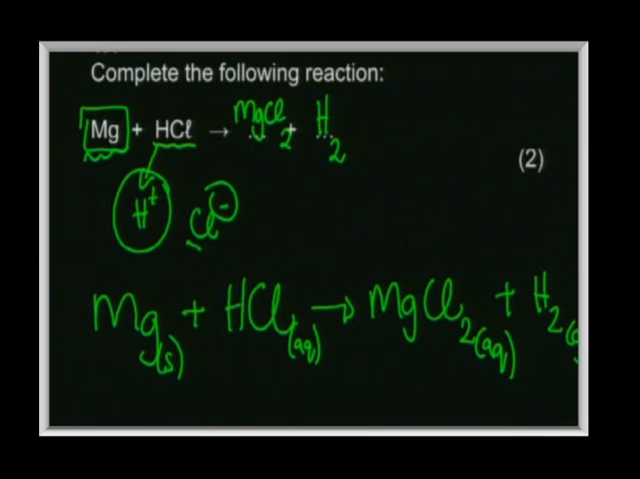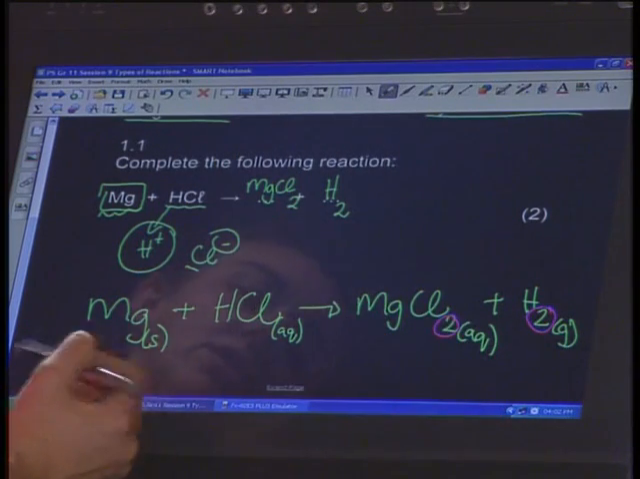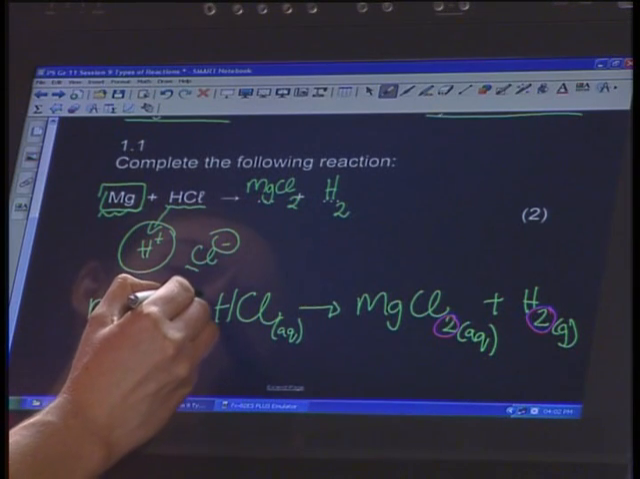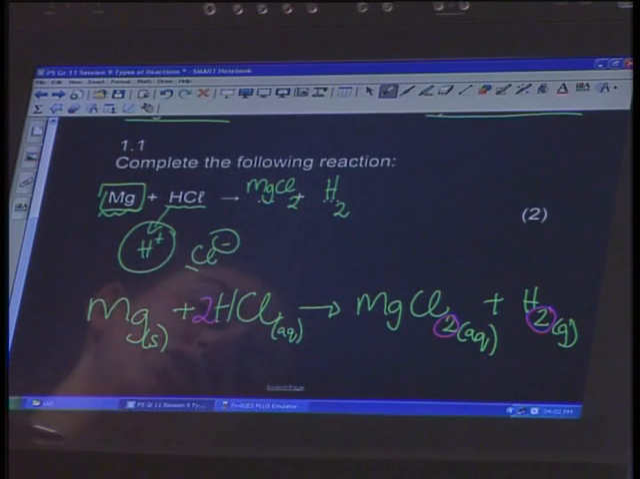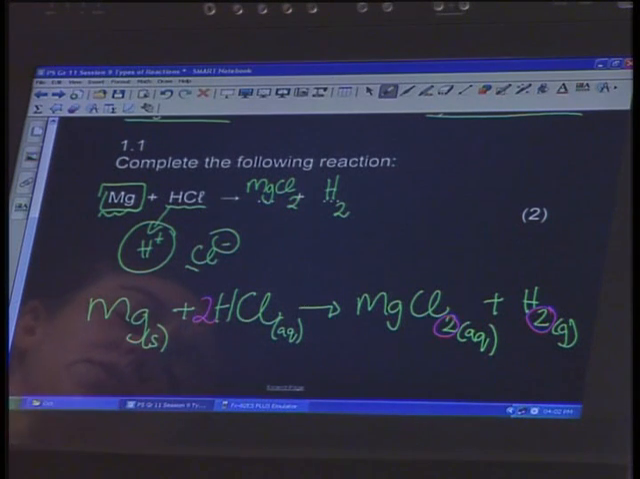If we go and balance it, you will see that there I have 2 hydrogens and I have 2 chlorines, while on my reactant side I only have 1 hydrogen and 1 chlorine. So I would bring the 2 in front to balance my hydrogens and my chlorines. I only have 1 magnesium, so for that part of the equation it is already balanced.